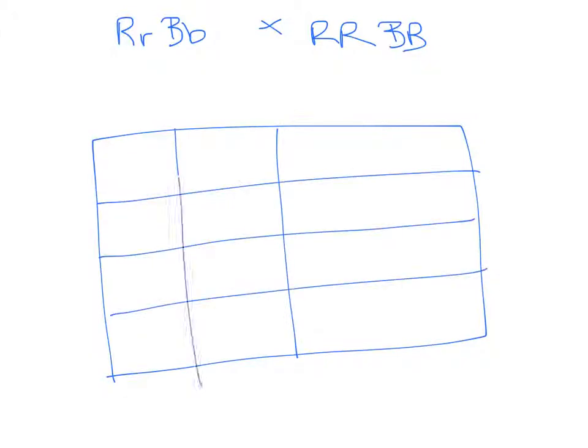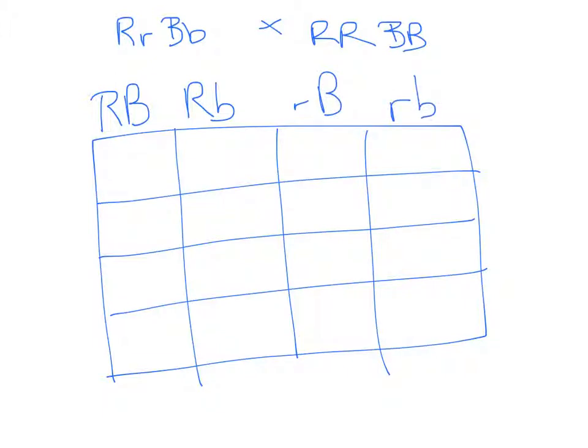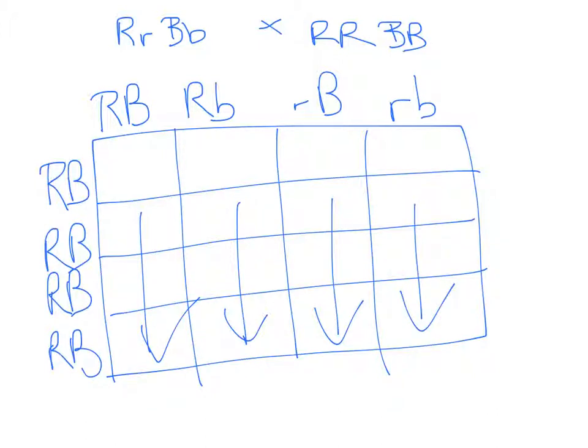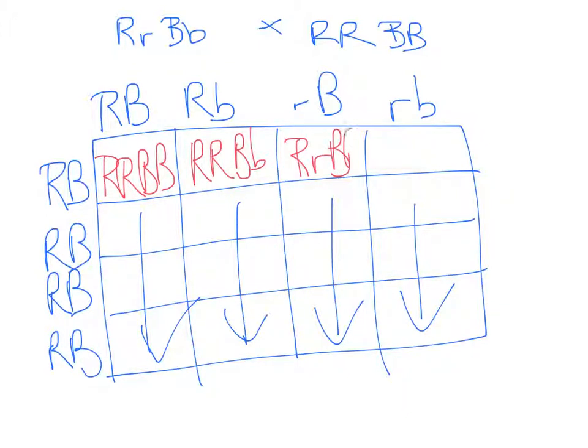Okay, we're going to do FOIL and set this up. FOIL for the first parent is big R, big B; big R, little b; little r, big B; little r, little b. Second parent is big R, big B, all the way down. So there is your repeat pattern going all the way down. So you only need to do 4 boxes. Big R, big B, big B. Big R, big B, little b. Big R, big B, big B. Big R, big B, little b.